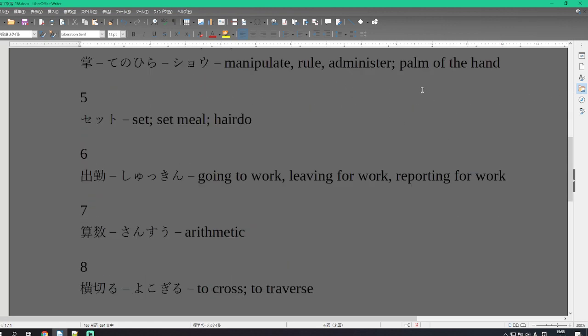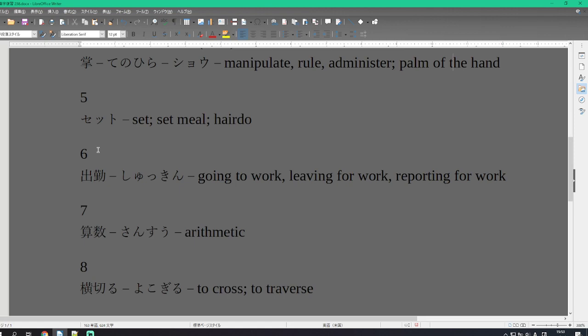Number 5 is setto. A set meal or a hairdo is a setto. Just katakana here. Set meal. A hairdo.